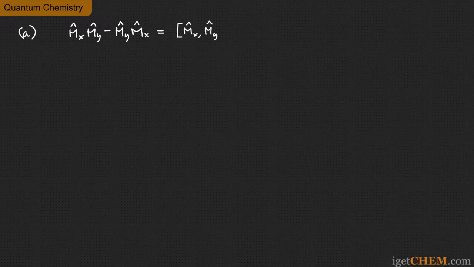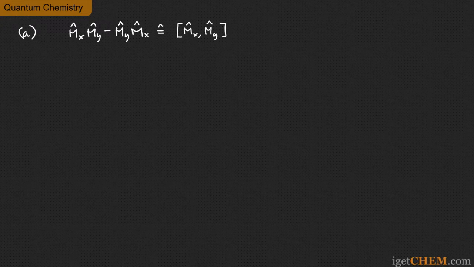So in the first part, let me write down what I want. I'll just call that part A, even though there are no A's and B's in this problem. In the first part, it's asking you to calculate this quantity, MxMy minus MyMx. In an earlier video, we talked about these commutators. And in fact, you see that this expression is really the commutator between Mx and My. Using that commutator notation, indicated by square brackets, this is defined as the commutator [Mx, My]. Okay, so that's essentially a definition.